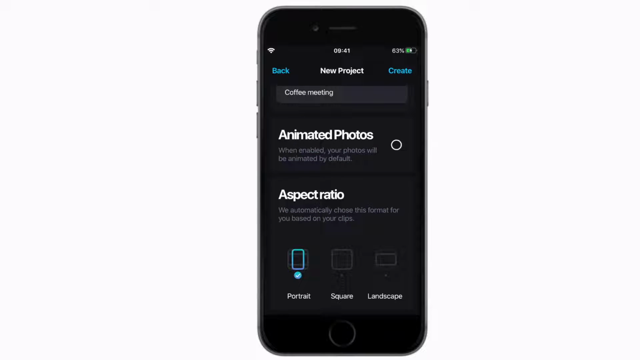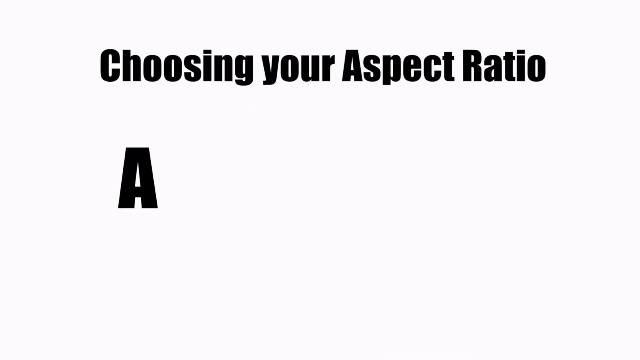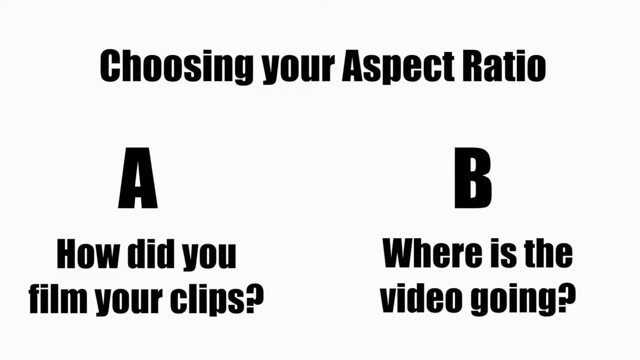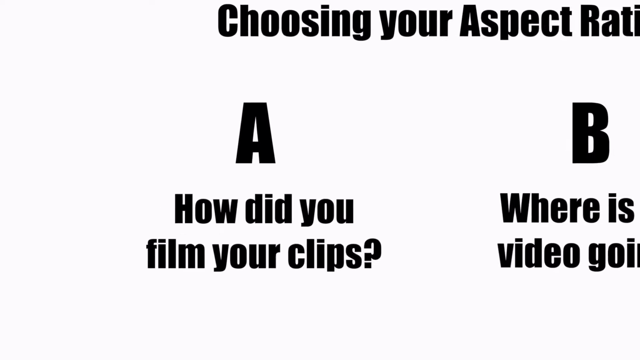And third, choose your aspect ratio. You have a choice to make a portrait video, square video, or a landscape video. Choosing this will depend on two things. A, how did you film most of your clips? And or B, where do you want to place your finished video? Let's look at A first.